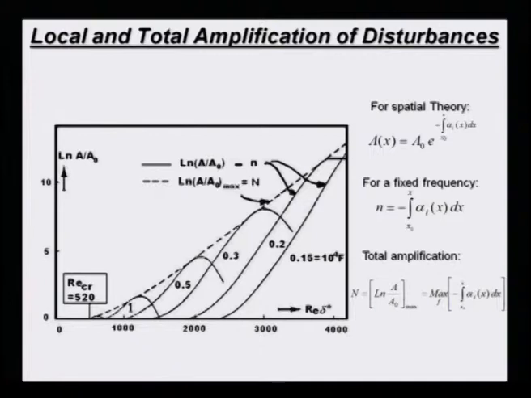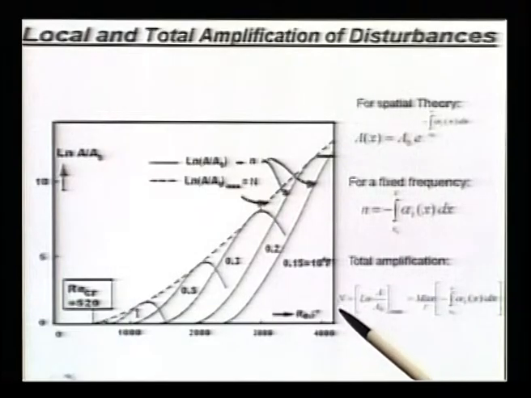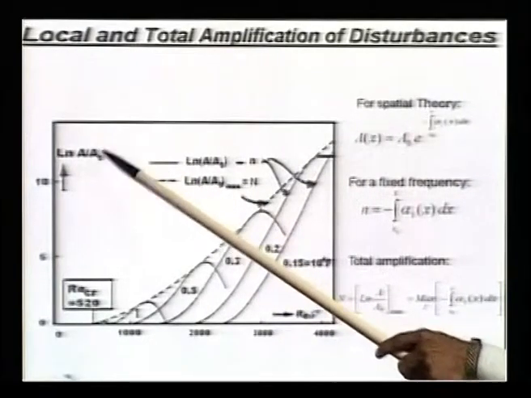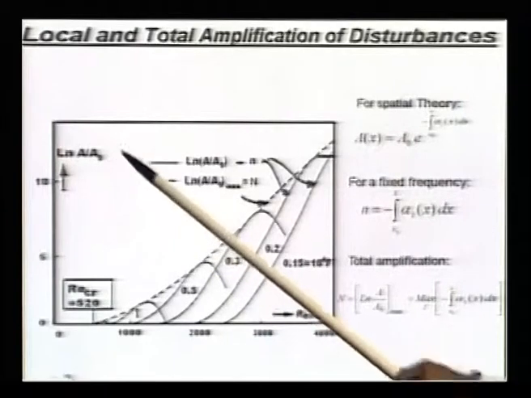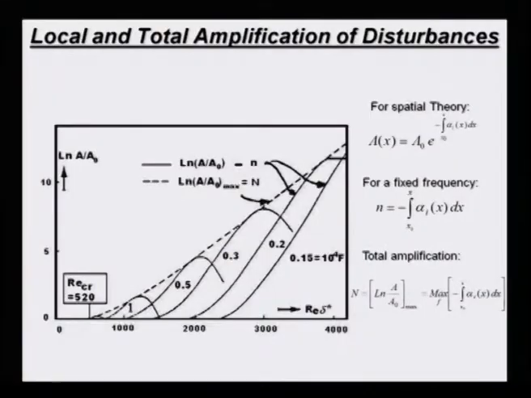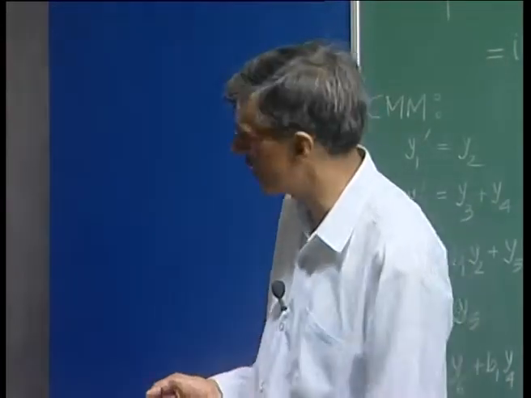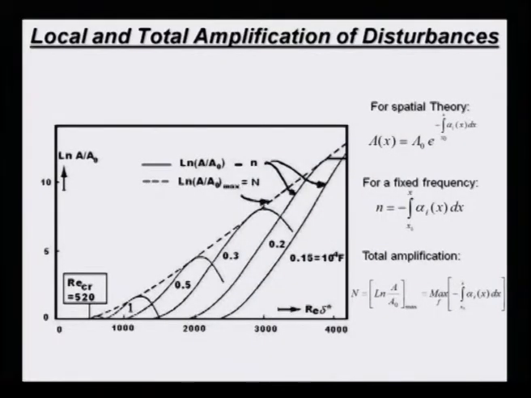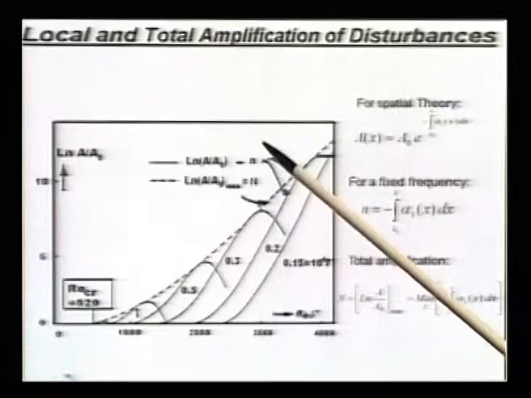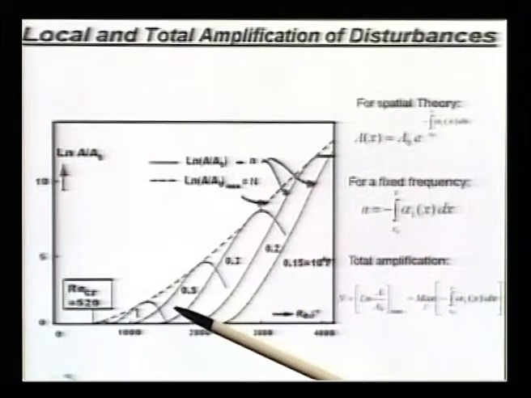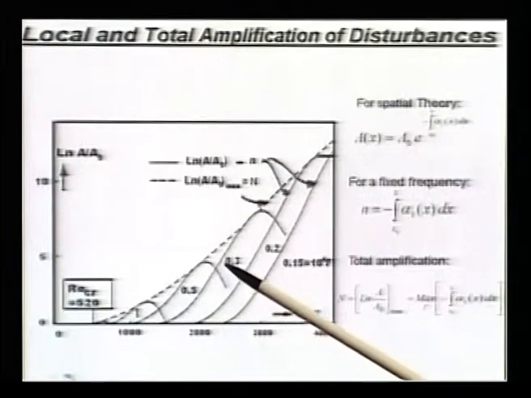What happens? Again we are plotting now Re, or the streamwise distance, on this axis, and on this axis what have I plotted? I have plotted ln of A by A naught. So, that is essentially that integral of minus alpha_i dx, or n. So, this is that n value, the lowercase n value. Then for different frequencies, I do get these different curves. Do you all agree with the general feature of this?